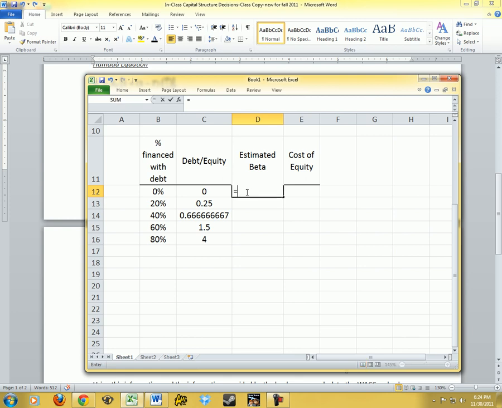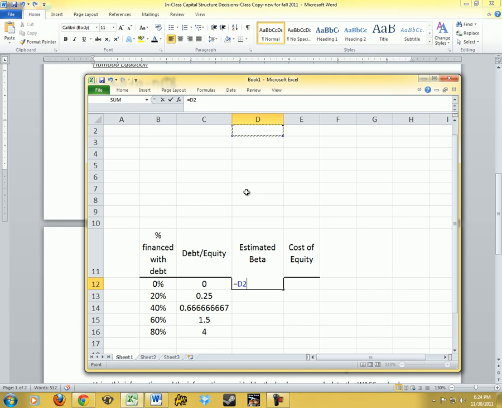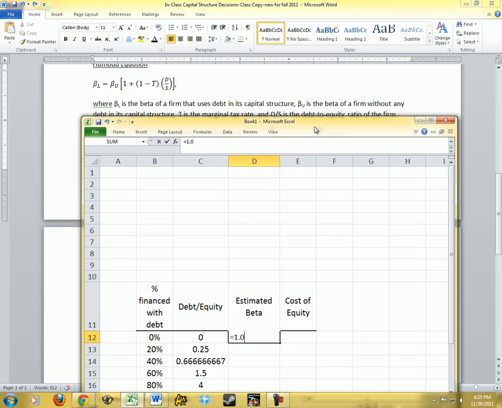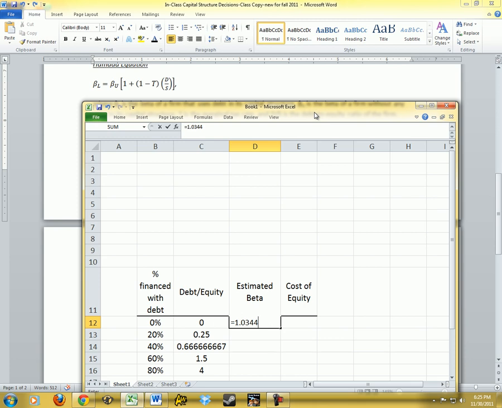So beta is equal to, using that Hamada equation, we're going to take the unlevered beta, which was 1.0344, multiplied by 1 plus (1 minus the tax rate of 0.36), multiplied by the debt to equity ratio. Again, where we got the 0.36, the tax rate, it's just in that tutorial area. The tax rate is given. We already calculated the estimated beta. Then the debt to equity ratio is given here.